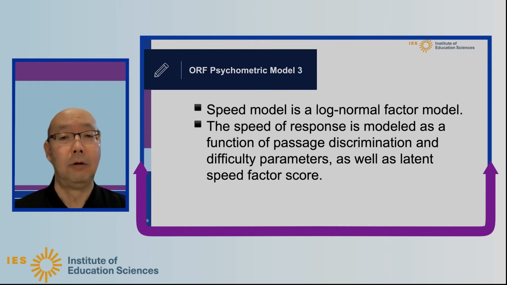The speed part of the model is a log normal factor model, just like the van der Linden in 2007. The speed of the response is modeled as a function of the passage discrimination and the difficulty parameters, as well as a latent speed factor score.